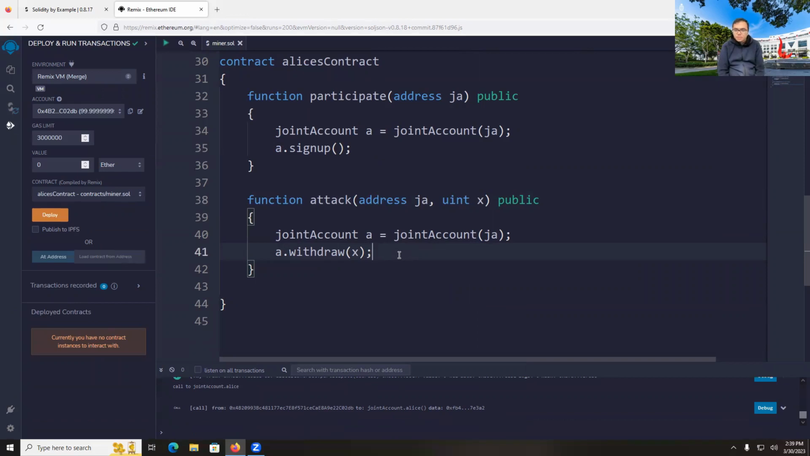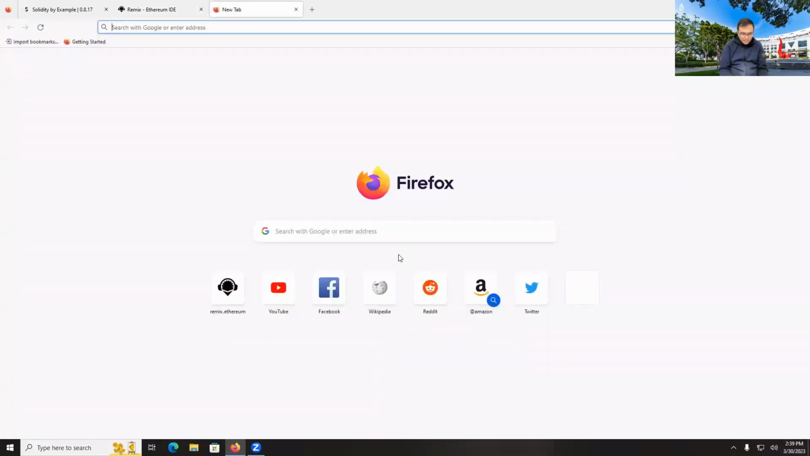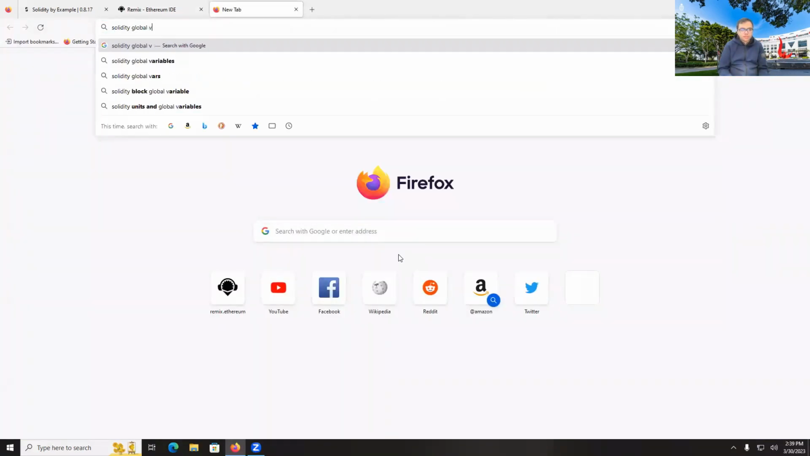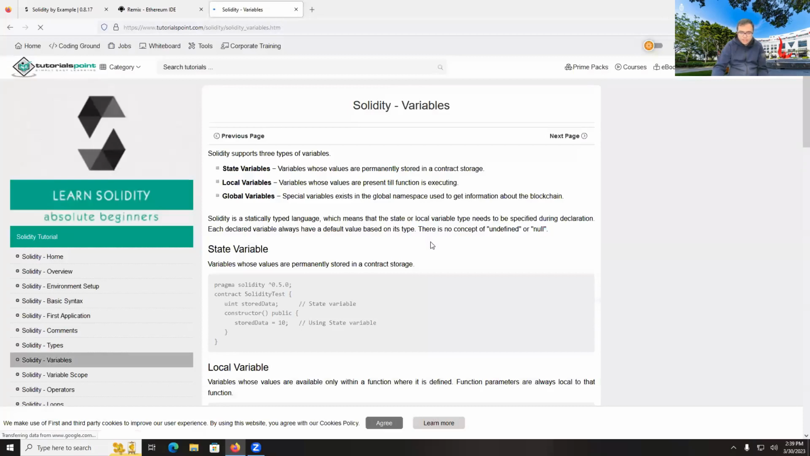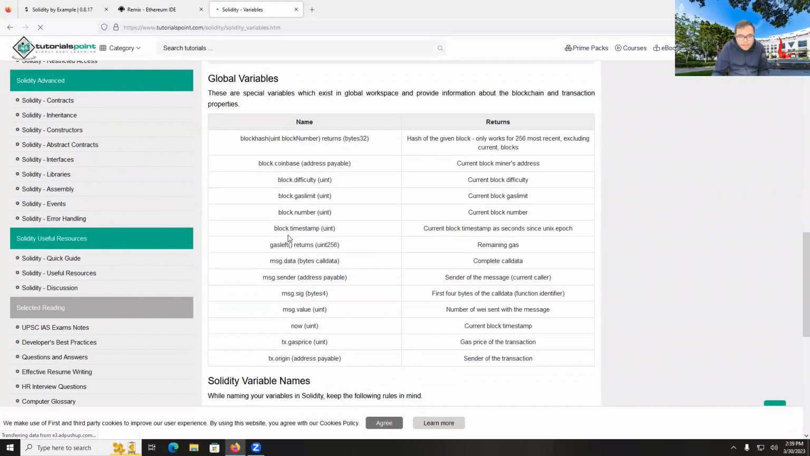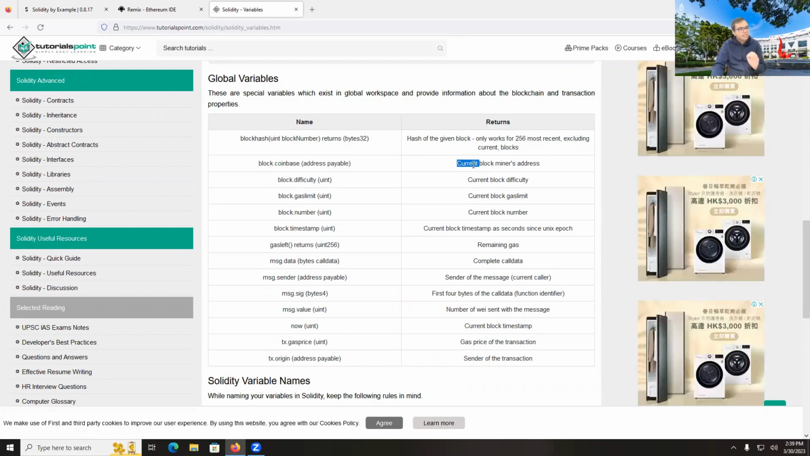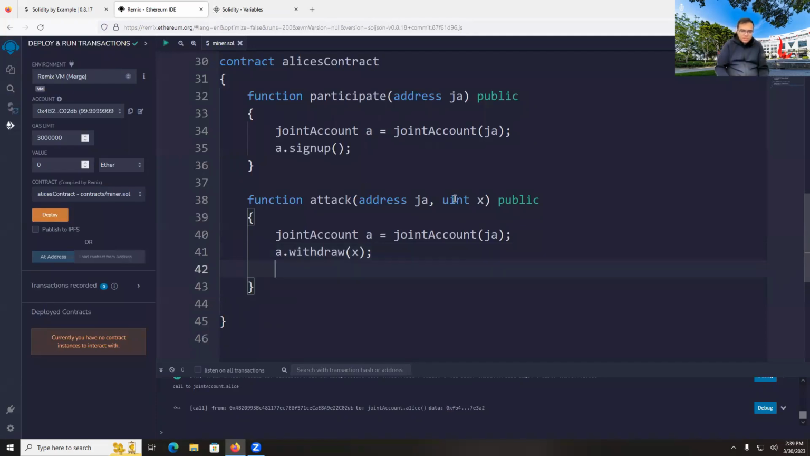But after that, bribe the miner. Send some money to the miner. Now, how can I send money to the miner? Well, I can actually access the address of the miner in my code. And this is, again, what we saw last time. So if you just search for Solidity global variables, you will see this. It's called block.coinbase, I think. Yes. So it's this one. block.coinbase gives you the address of the miner of the current block. So I can say block.coinbase.transfer some amount, some bribe. Okay.